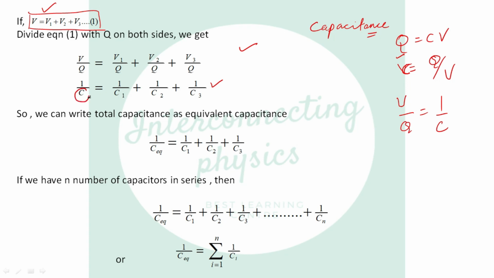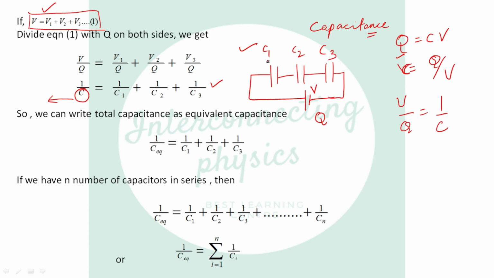What is this C? This C is the total capacitance of the circuit, because the potential V is going from this point to this point, and the total charge Q is moving from this point to this point. So in the whole circuit, the total capacitance is denoted by C, and this total capacitance of the whole circuit is called the equivalent capacitance.